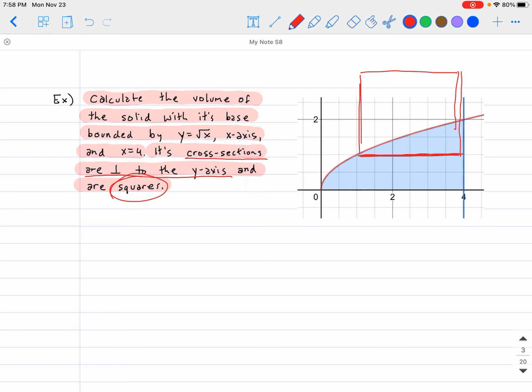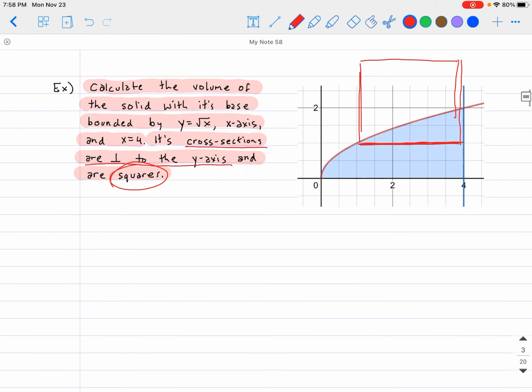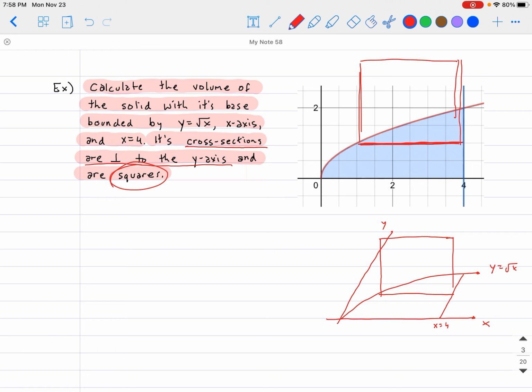Now, it doesn't look very pretty because I'm trying to draw something 3D and 2D, but let's see if I can satisfy your curiosity by drawing it in 3 dimensions so you can see a little bit better. So here's y, here's x, here is that curve, right? y is equal to the square root of x, and this is going to be that boundary of x is equal to 4. So we're going to take this line over here, which is perpendicular to the y-axis, and we're going to build a square that is located over here. Okay, so that right there is going to be my cross section.